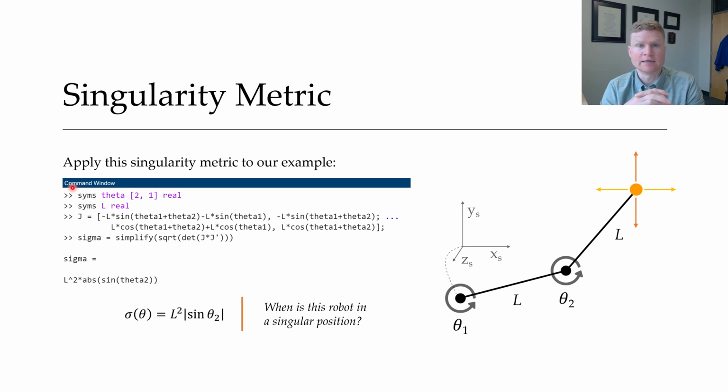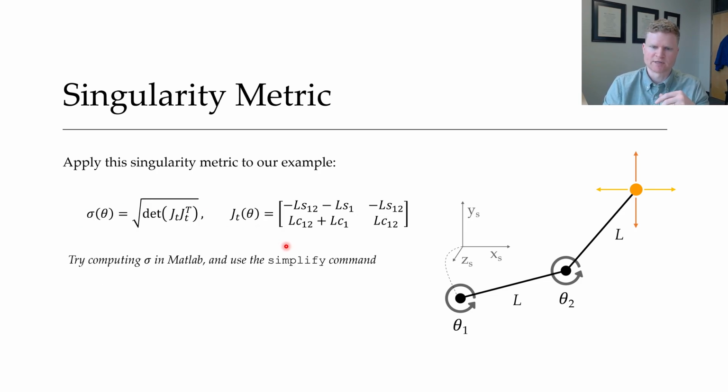In the first line, I just declared my symbolic variable. I said I want theta to be a 2x1 vector with elements theta 1 and theta 2, and that'll be my joint position as a symbolic vector. Then L, my link length, is another variable that I want as a symbolic variable. I'm using real to specify that these should be real numbers, not complex numbers with imaginary elements.